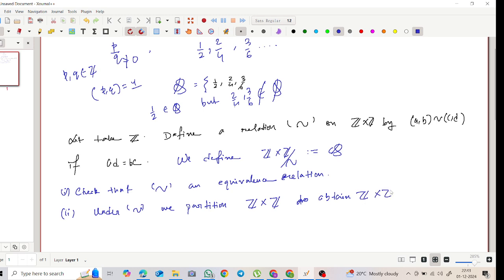So basically we have given an equivalence relation on Z cross Z, and this is what? I mean, I should write this class of this, okay, where, are you understanding this?